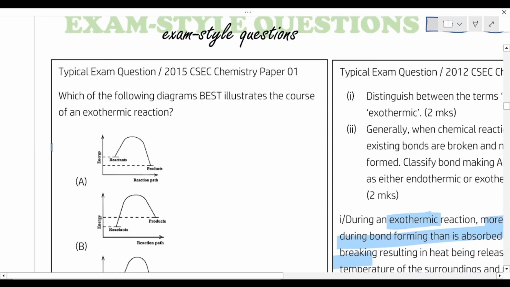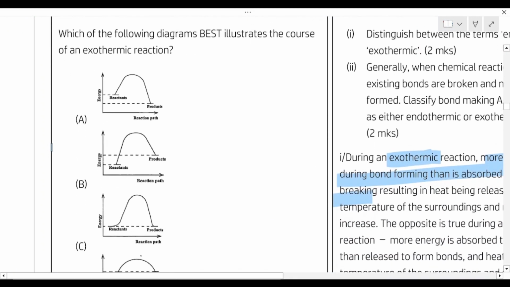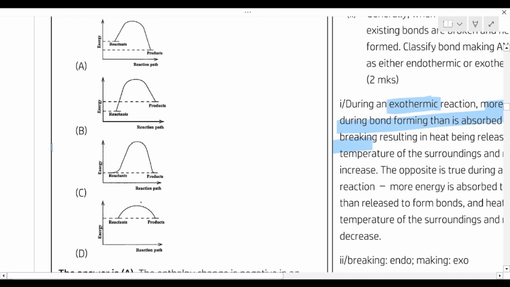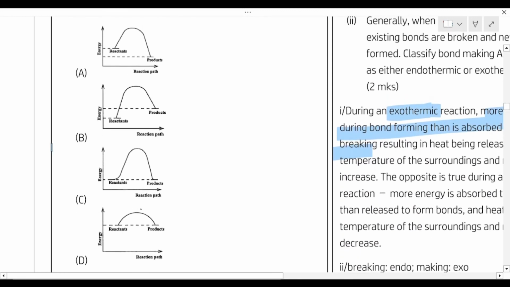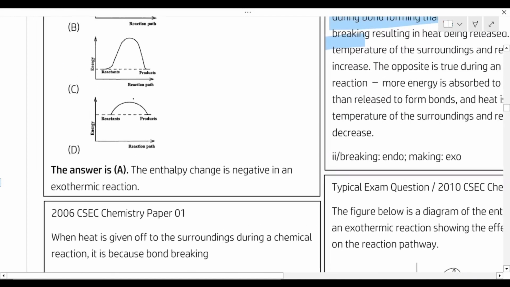Which of the following diagrams best illustrates the course of an exothermic reaction? Remember that we said for an exothermic reaction, the enthalpy of the products is less than the enthalpy of the reactants. And the only one there is going to be A. So the answer is A.